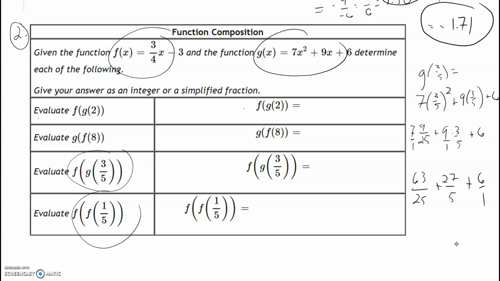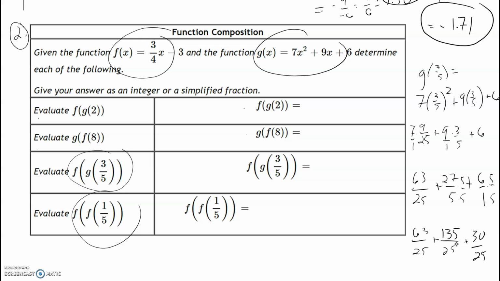And then I got to make this guy, the common denominator here is going to be 25. So I got to do times 5 on the 27 over 5 and times 25 on the 6. So 63 25ths plus 25. 27 times 5 is 135. And that should be 150 over 25.